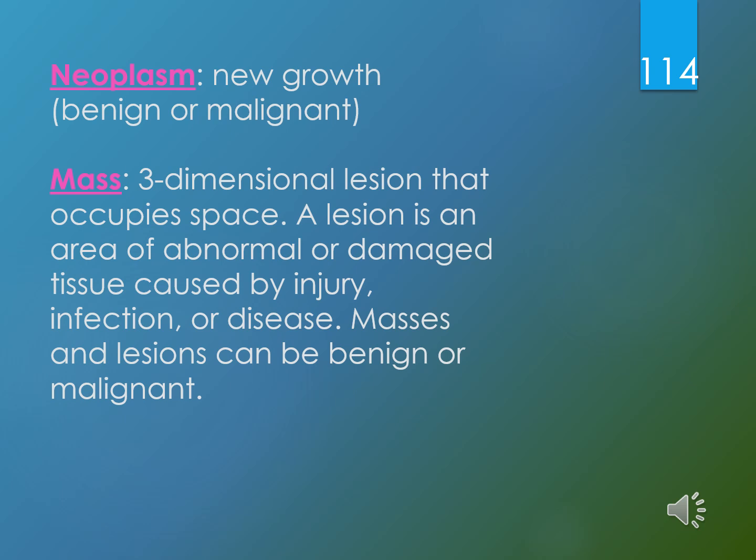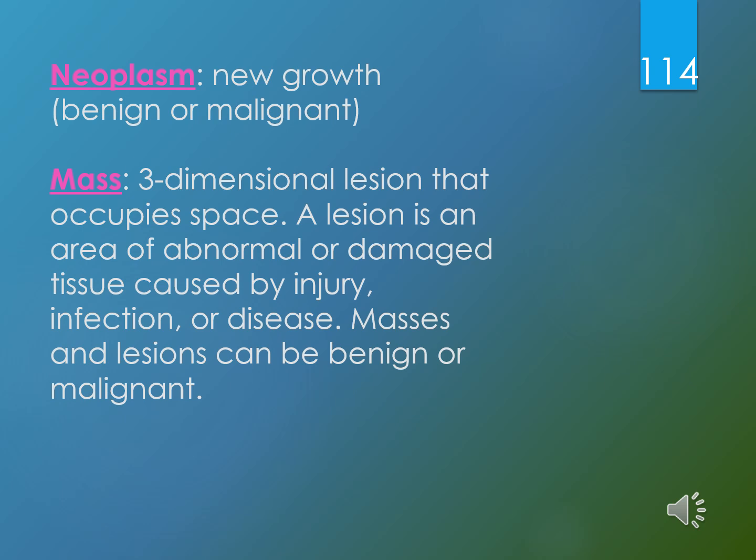A mass is a three-dimensional lesion that occupies space. A lesion is an area of abnormal or damaged tissue caused by injury, infection, or disease. Both masses and lesions can be either benign or malignant. If your patient hears or sees the words neoplasm, mass, or lesion, they're going to think that you mean malignant, or that the radiologist means malignant.